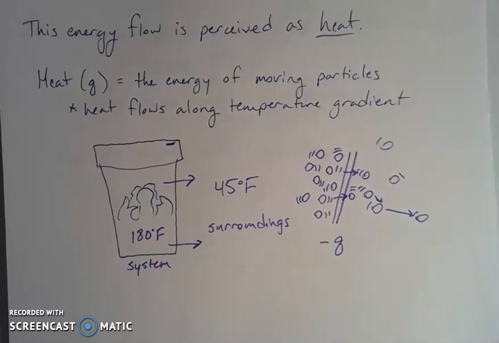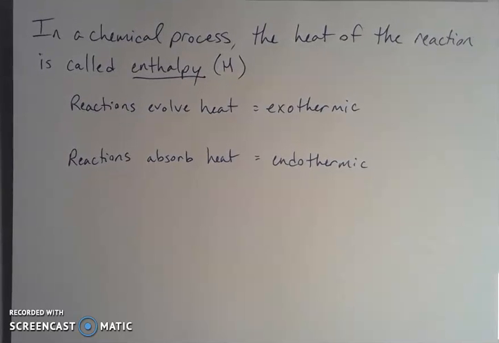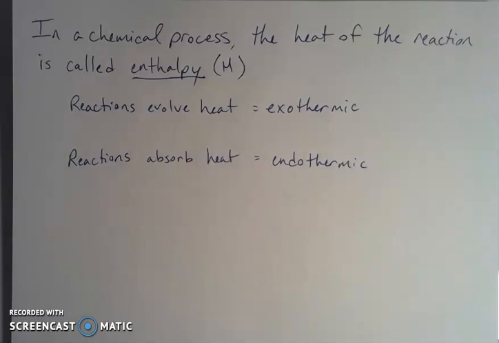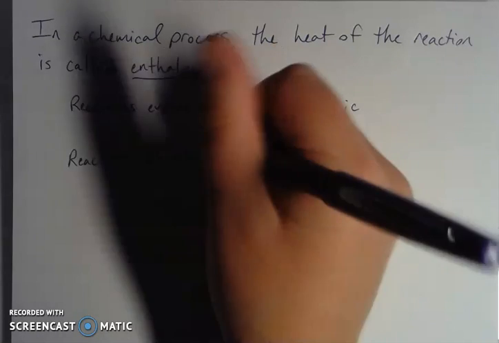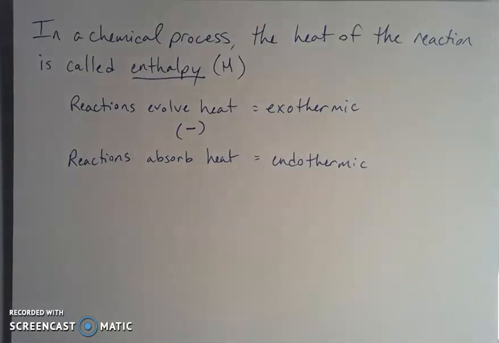Okay, now as chemists, we're of course interested in chemical systems, and we think about this in terms of, you know, what's happening in a lab. If I'm going into an experiment, then what energy can I get out of this process, and why is that important? So in a chemical process, the heat of the reaction is called the enthalpy, and enthalpy is abbreviated with a capital H. Now reactions that evolve heat, so again, we're thinking from the system into surroundings, so we're thinking a negative value, are called exothermic reactions.